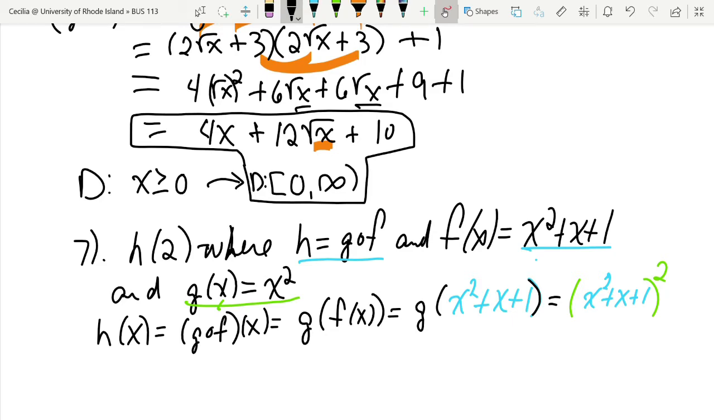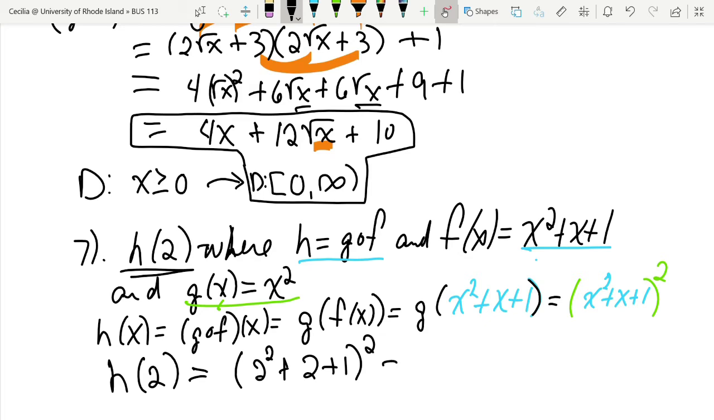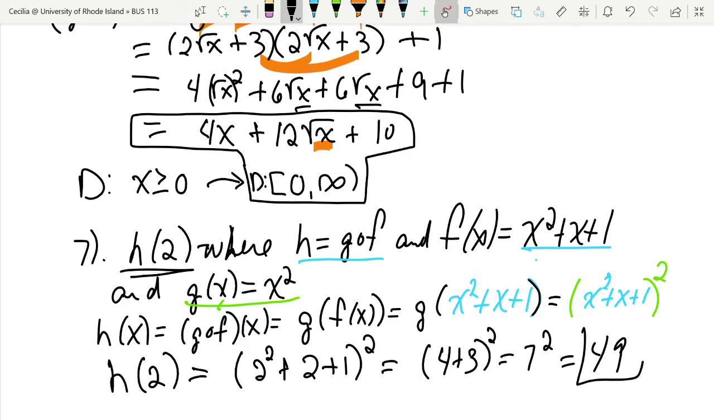In this particular case, we're asked to find h of 2. So instead of going through all that long derivation, I think it's much easier and smarter to just go ahead and stick in the 2. So let's do that. So we're going to have 2 squared, right? Now I'm putting in 2 everywhere there was an x, plus 2 plus 1, and we're going to square that. So here we're going to get 4 plus 2 plus 1 is 7 squared, and 7 times 7 is 49. So that's our final answer.